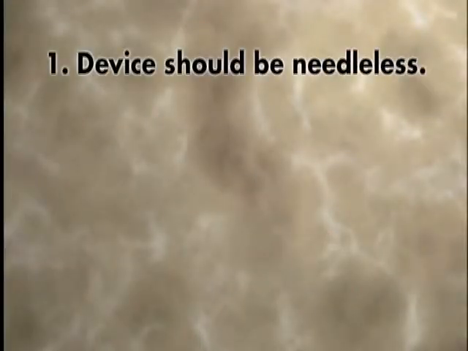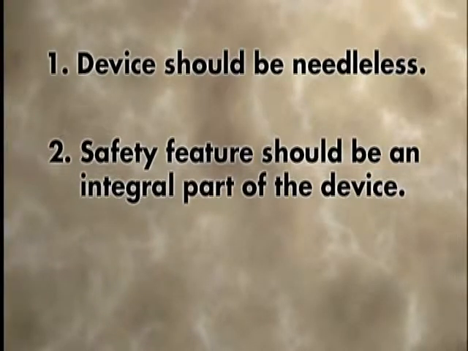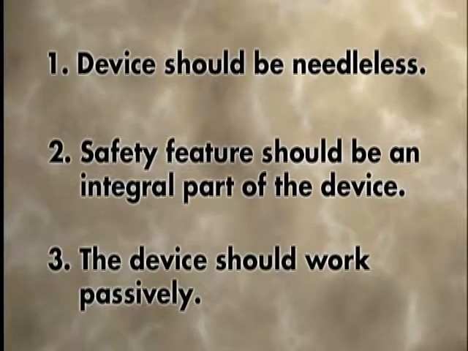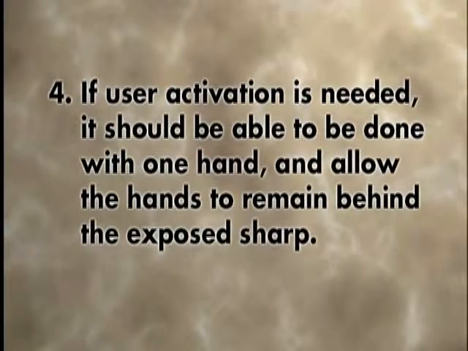When evaluating and selecting a safer medical device, you should also consider these 7 safety characteristics of an effective safety device that were identified by the CDC and NIOSH, the National Institute of Occupational Safety and Health. First, devices should be needleless. Second, the safety feature should be an integral part of the device. Third, the device should work passively, requiring no user activation. Fourth, if user activation is needed, it should be able to be done with one hand and allow the hands to remain behind the exposed sharp.